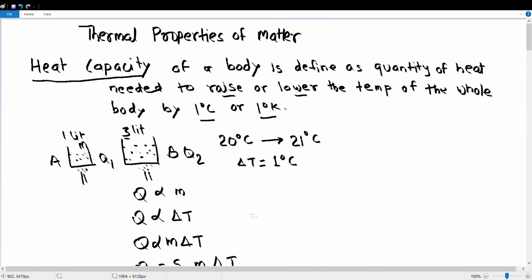From where we started, from heat capacity, we end at the specific heat capacity. Thank you.